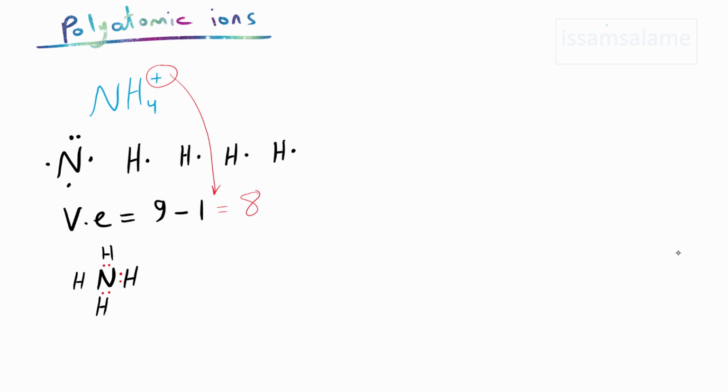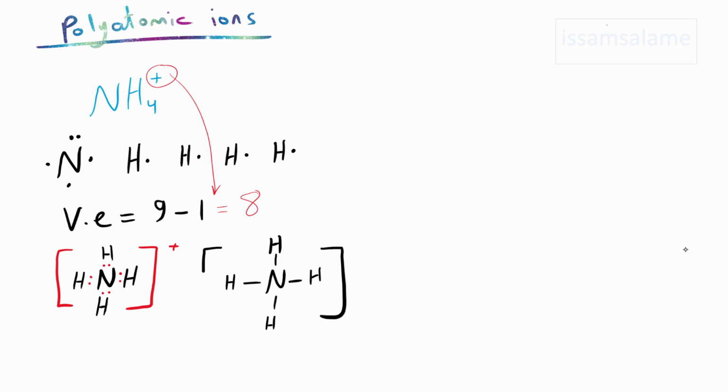Now we verify that all atoms are stable. Nitrogen has a complete octet with 8 electrons. All hydrogens are stable since they have complete duets. We count the number of electrons. Here we have 8, which is equal to the total number of valence electrons we counted at the top. Then we put it in parentheses with a charge of +1. And the last step is to change the shared pairs into long dashes. And don't forget the parentheses since it's a polyatomic ion with a charge.